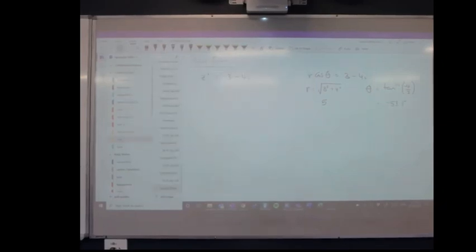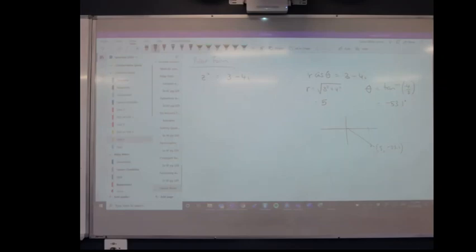Again, if we were to draw that, we'd be 3 units across and 4 units down, so we'd be down here somewhere. So it'd be 5 at negative 53.1, using our principal argument. We could express that as a positive value, it really doesn't matter, but for the sake of this, we'll just leave it like that for the moment.